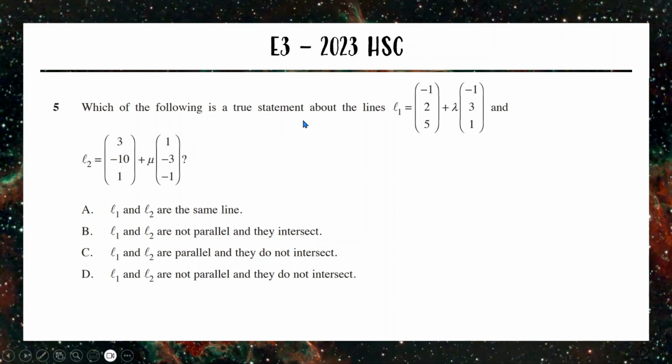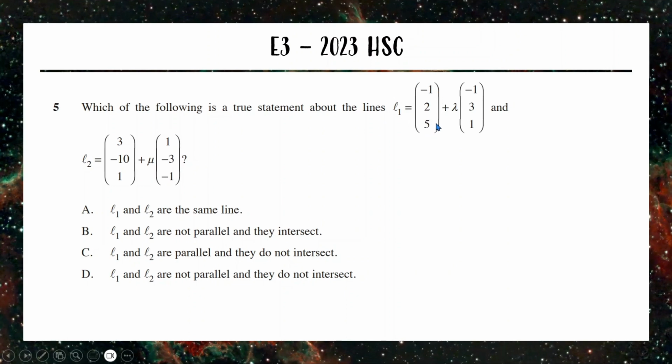We have the equation of two lines given, L1 and L2, and we have 4 options. Either these two are the same line, or they're parallel, or they're not parallel, and we want to find out where they intersect. Okay, so to work through this question, you need to know the structure of a line equation in vector form. The way we read this line equation is this is the equation of a line passing through the point negative 1, 2, 5.